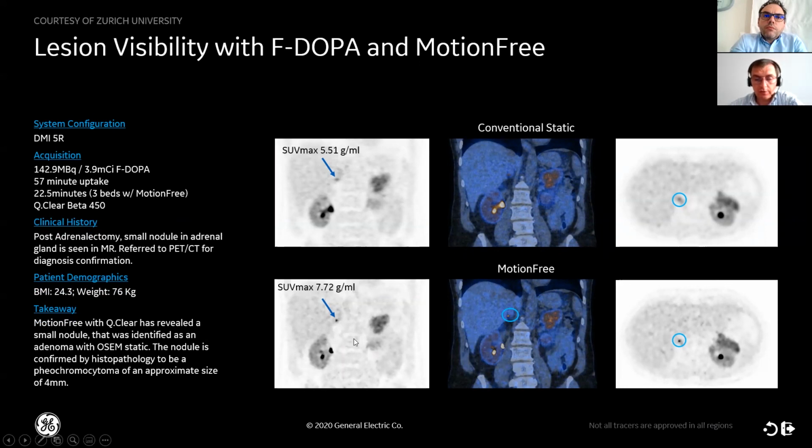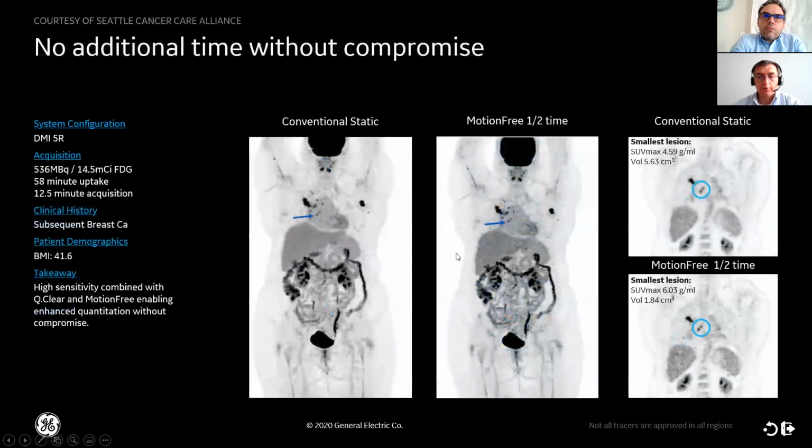So thanks to this, the patient was referred for histopathology that confirmed pheochromocytoma of approximate size of 4 millimeters. An extremely important finding for this patient that has changed the patient's diagnosis. So we also have a very, very important impact on patients reported.